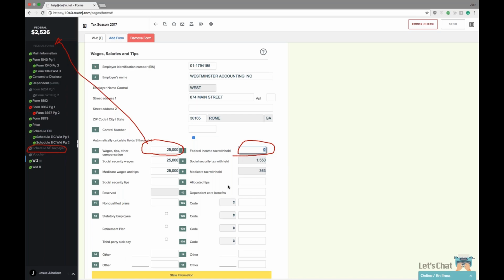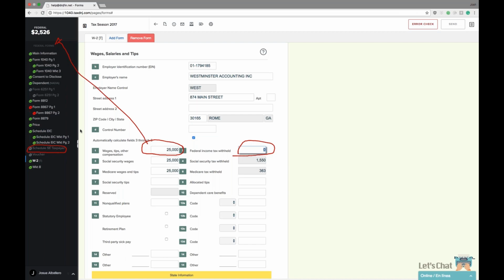Okay, so that's something that I told you from the get-go. There are some people who receive a 1099 but in reality are employees. So if you're an employee, you should get a W2, because if you don't get a W2 at the end of the year, by receiving a 1099, you're paying the employer's portion of the taxes.